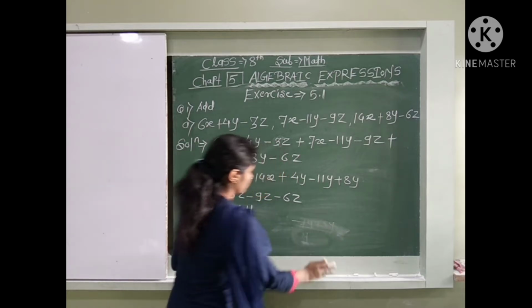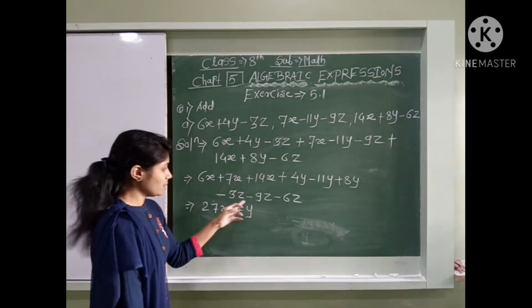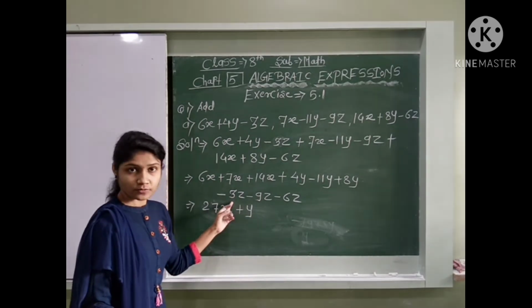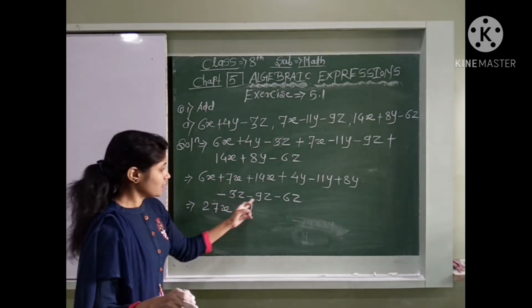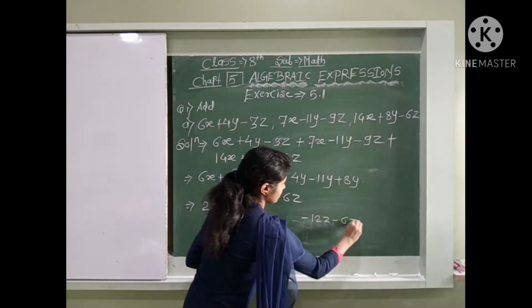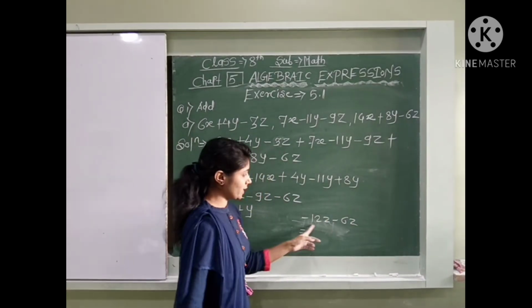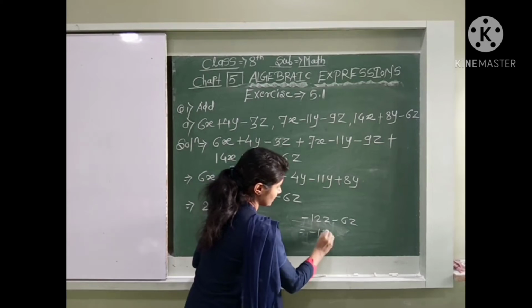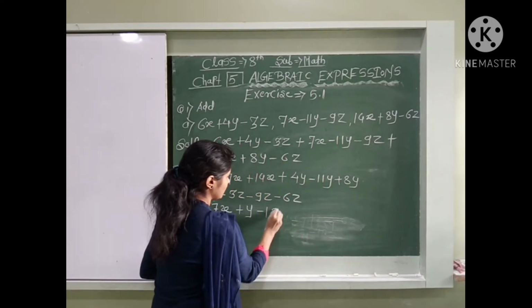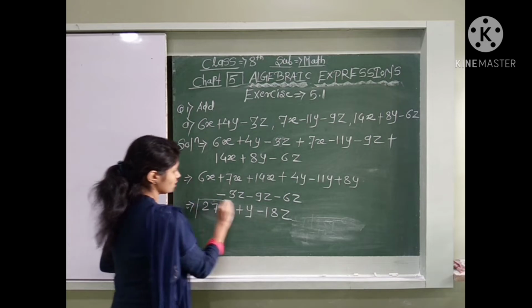Okay. Now next, minus 3z minus 9z, minus plus, 9 plus 3, what? 12. Then minus 12z and minus 6z. Again minus plus, 12 plus 6 is what? Minus 18z. The greater number's sign is what? What is the answer? Minus 18z. This is the answer of this algebraic expression.